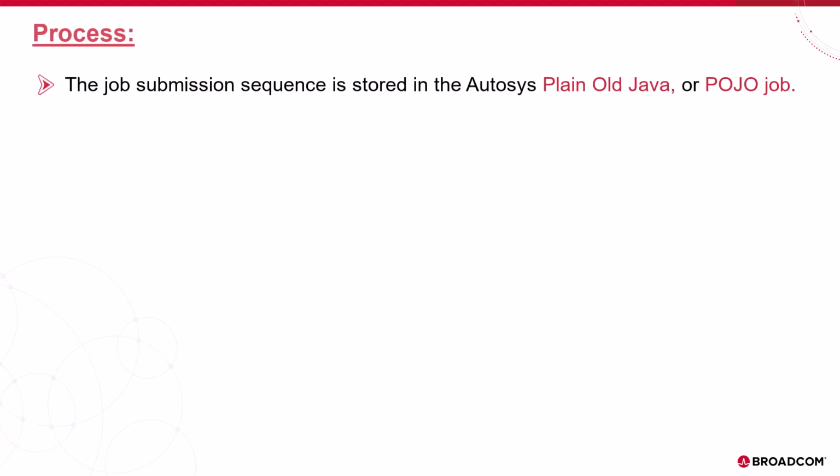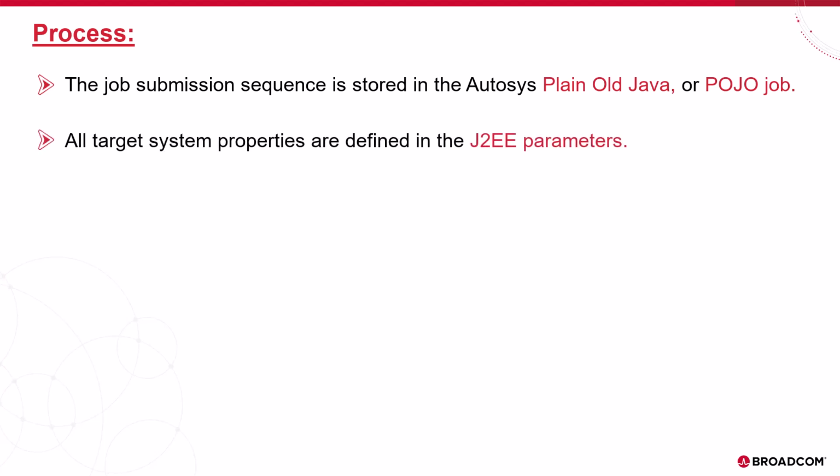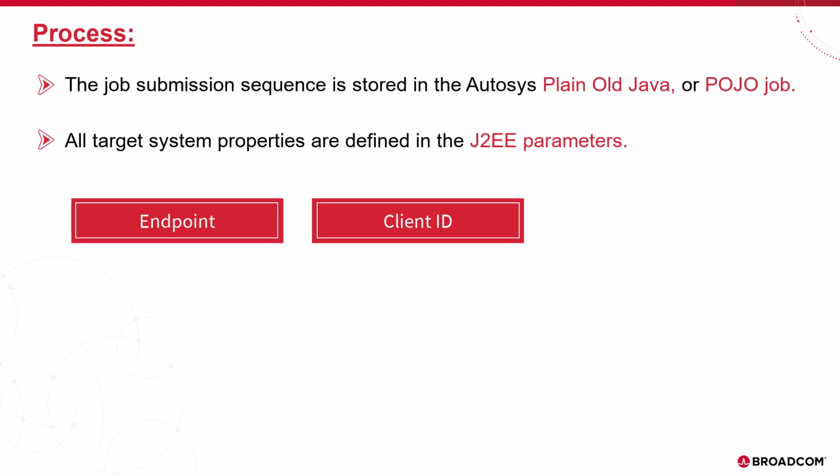The job submission sequence is relatively simple because all job definition properties are stored in the AutoSys plain old Java, or POJO job. All target system properties, including the endpoint, client ID, client secret, and other parameters, are specified in the J2EE parameters. These parameters may vary depending on the authentication method used.